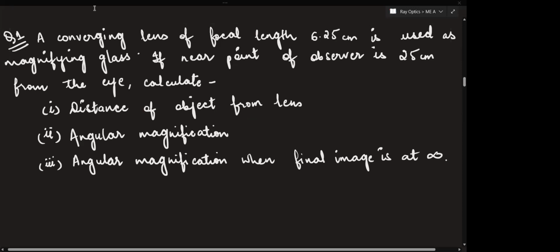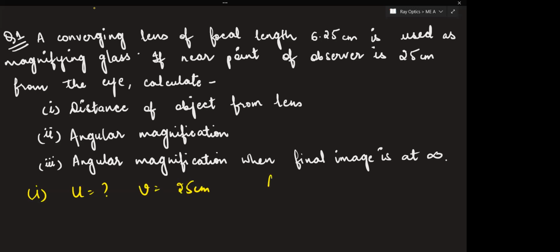See class, let's do one numerical from this as well. A converging lens of focal length 6.25 centimeters is used as a magnifying glass. Near point of the observer is 25 centimeters. So this is given in the question. Focal length is given to you. Near point, capital D, the least distance of distinct vision, is given to you, and it is asking the distance of the object from the lens. See, in the first part, U is missing. V is given as 25 centimeters. Focal length is 6.25 centimeters.